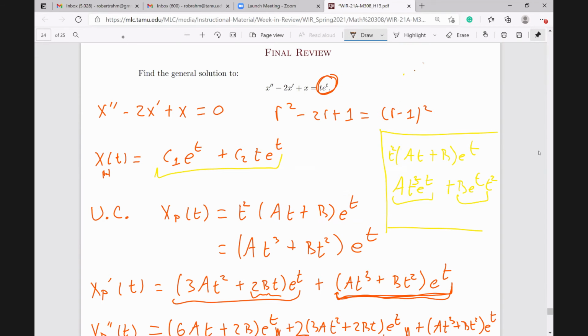So whenever you use the method of undetermined coefficients, you kind of start with an initial guess and then keep multiplying that guess by t until none of the terms are solutions to the corresponding homogeneous equation. All right, any questions? Okay.